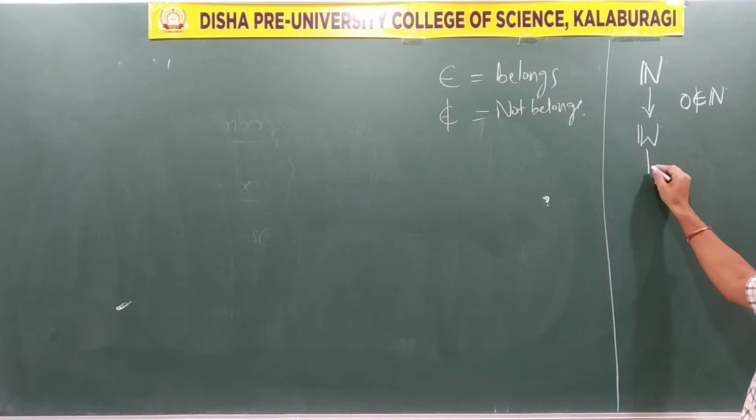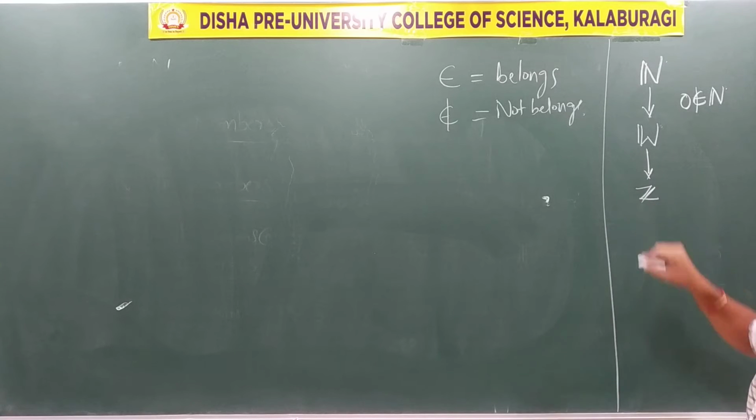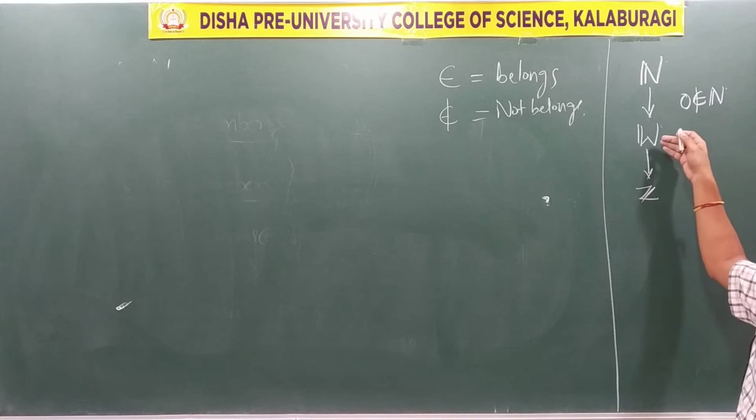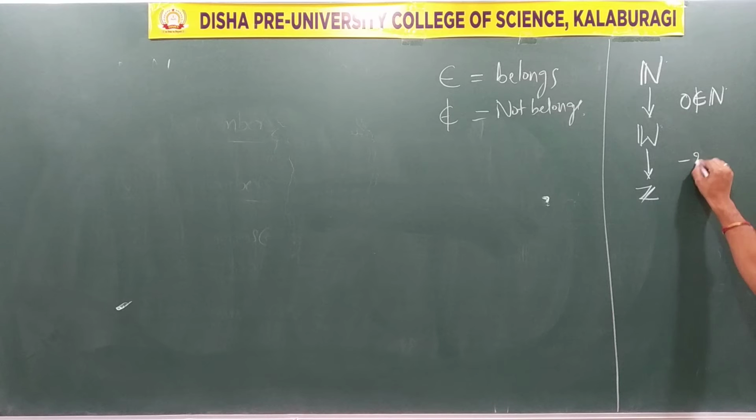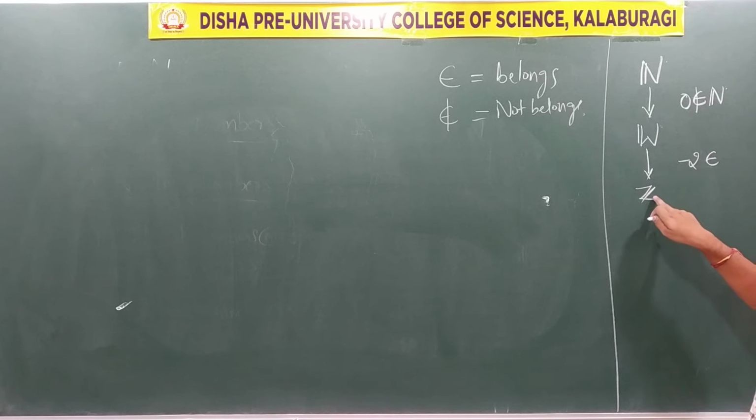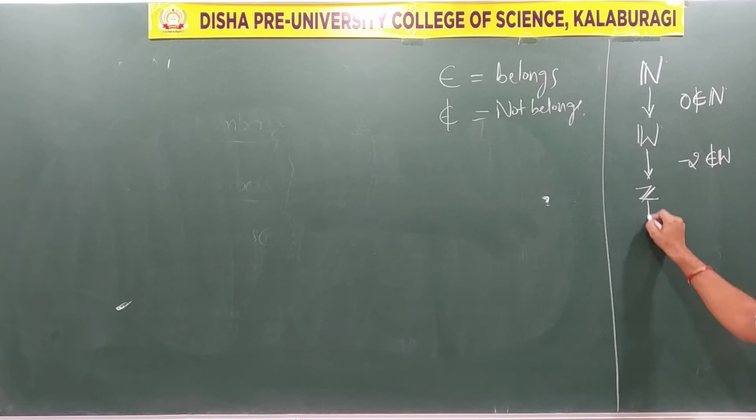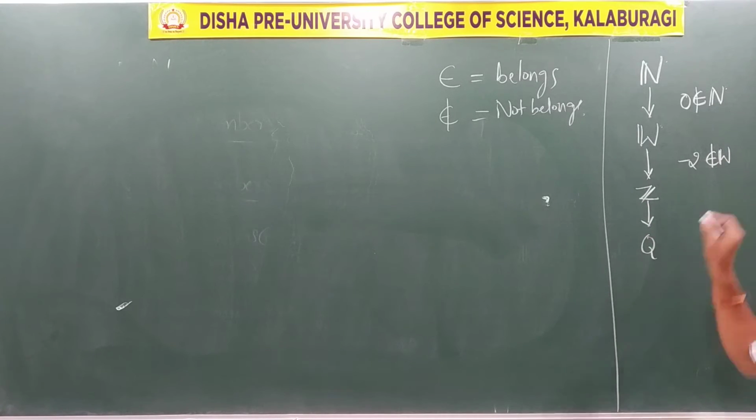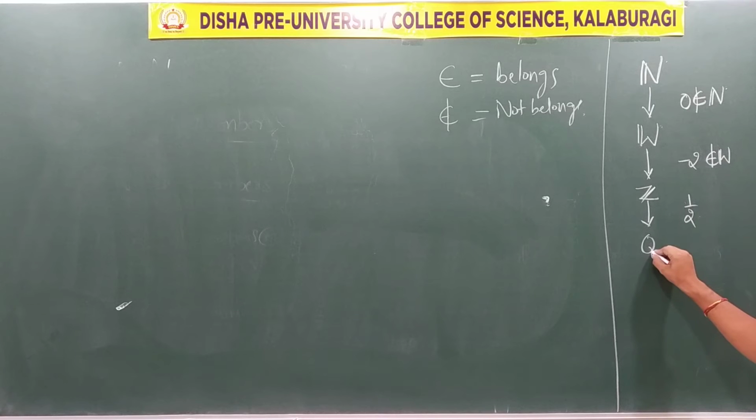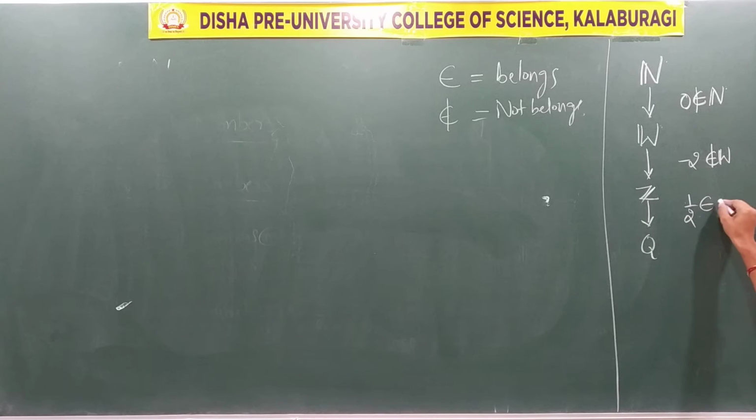Next, all whole numbers are integers. But all integers need not be whole numbers, because minus 2 is an integer, but it is not a whole number. Next, all integers are rational numbers. But all rational numbers need not be integers. Again, 1 by 2 is a rational number, but it is not an integer.